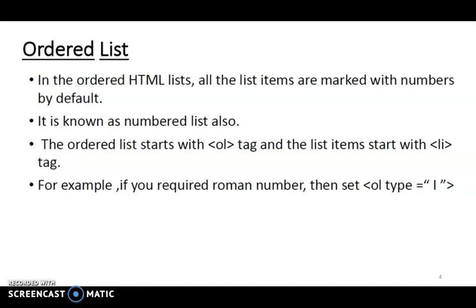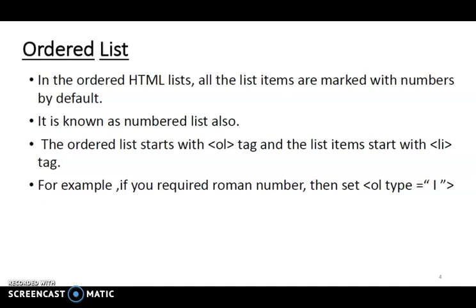Now your second type of list is an ordered list. If you want to put your items in a number list instead of bullets, then the HTML ordered list will be used. So ordered list is also known as a number list. The ordered list starts with the OL tag and the items in that are defined with the li tag. The numbering starts with 1 and increases as per the list items.